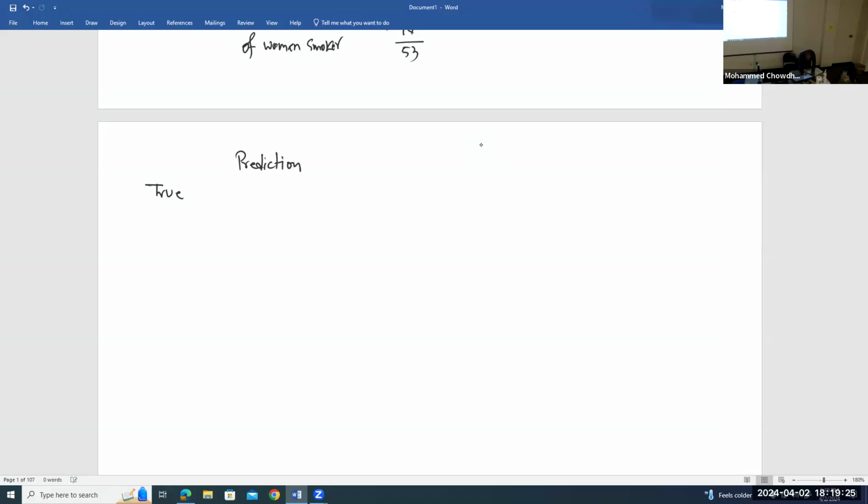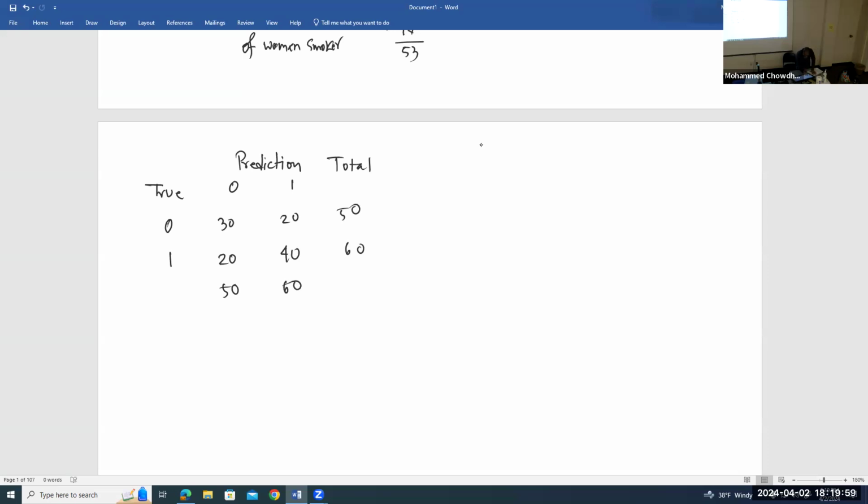Okay. So true is 0 and 1. Prediction is 0, 1, 1. Clear? So suppose there is 30 and there is 20. So this is total. And suppose there is 20 and there is 40. So it is here 60. There is 50, there is 50, there is 60. Clear?